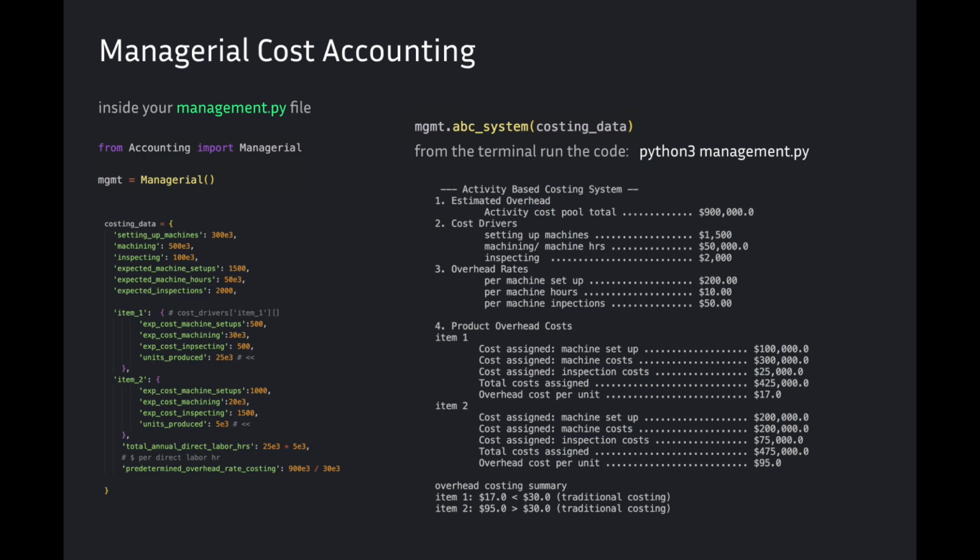Item 2 is higher than $30, the traditional costing for this example. And that concludes this video.